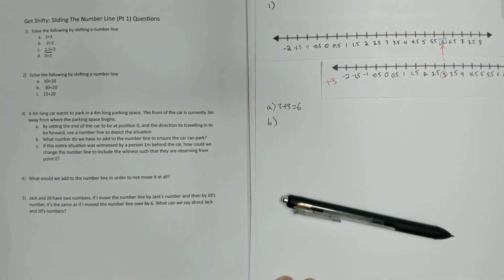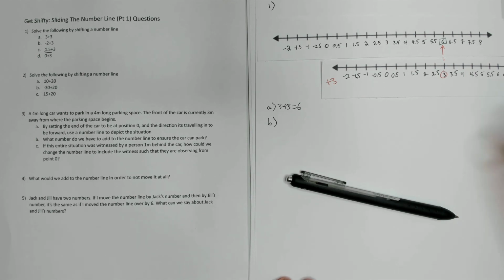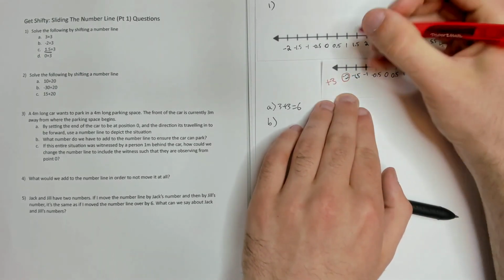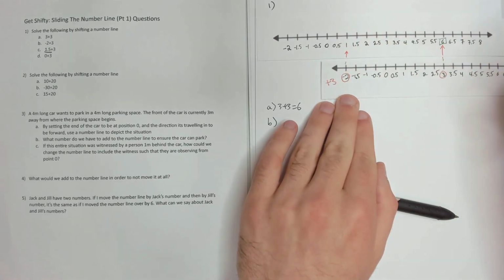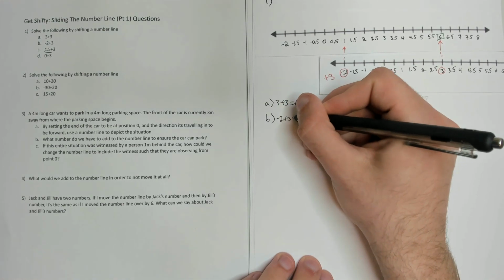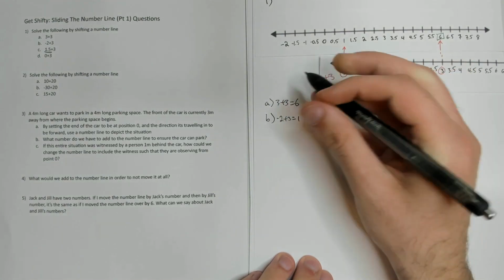Next up, negative 2 plus 3. So we look at negative 2. We added 3 by shifting the number line, so it's going to correspond with its answer of 1. So we get that negative 2 plus 3 equals 1.